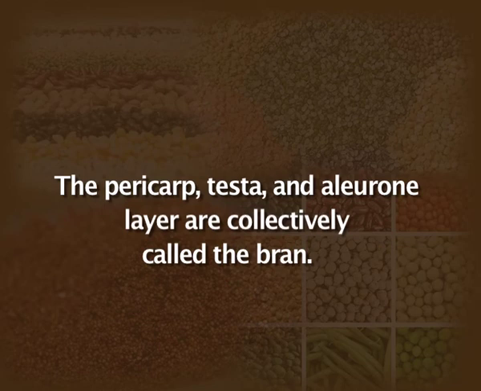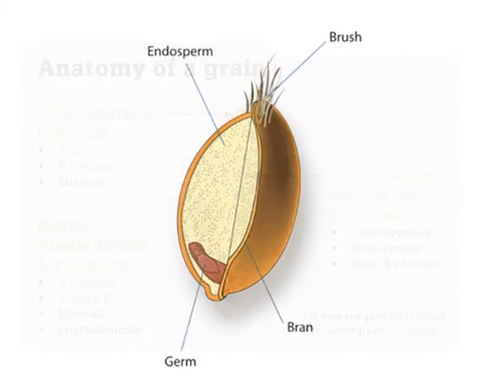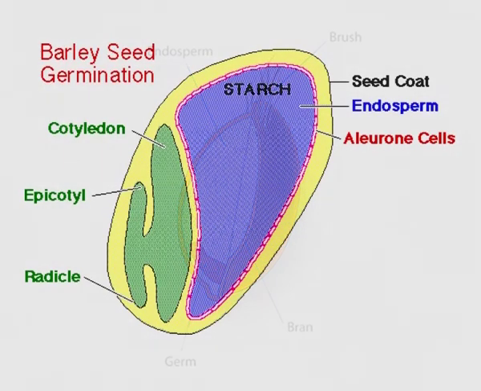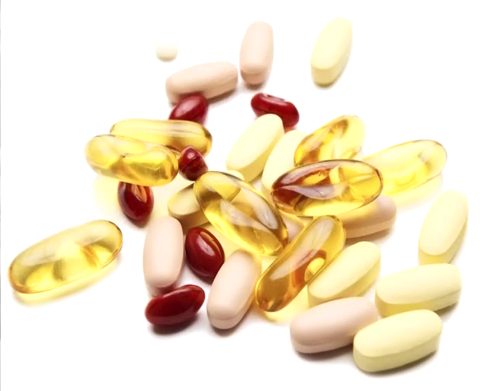Now, these three layers put together are called as bran, and this bran is rich in fiber, B complex vitamins and lipids. Now, below that is the major component endosperm, which comprises mostly of the starch of the cereal grain, some amount of proteins and also some B vitamins.